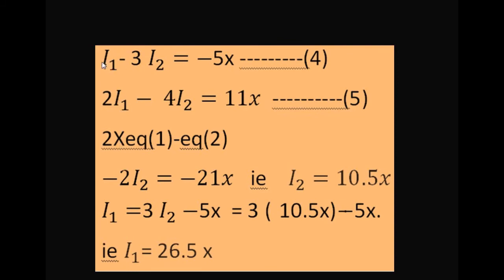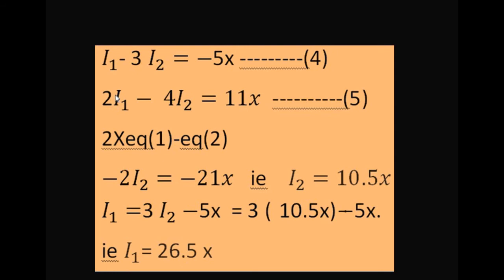So you multiply this equation by 2 and then subtract this equation from that. If you multiply this with 2, you will get 2I1 minus 6I2 is equal to minus 10x. So you subtract equation 5, not equation 2, which is exactly equation 2 with I3 replaced with x. Anyway, we are going to subtract this equation from 2 times this equation.